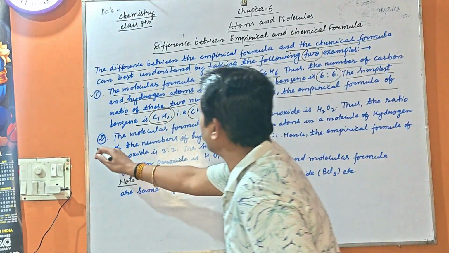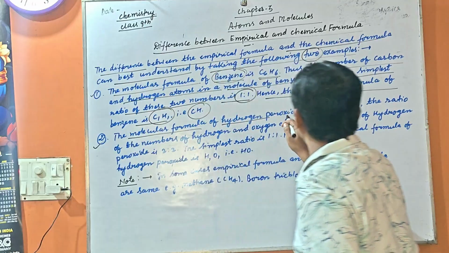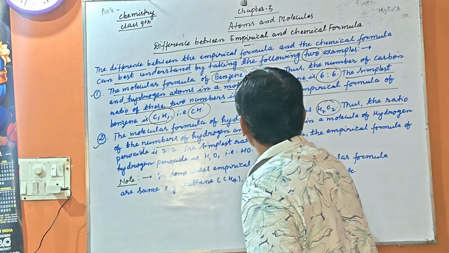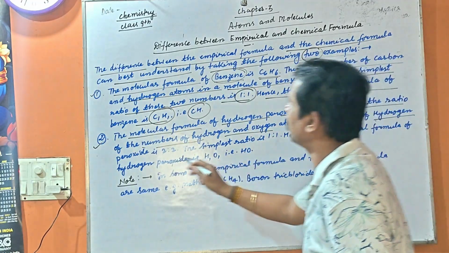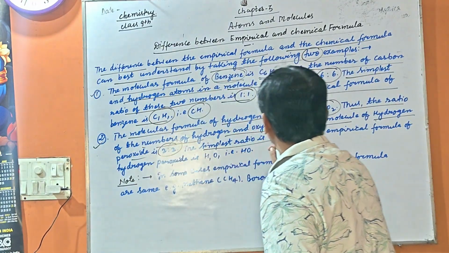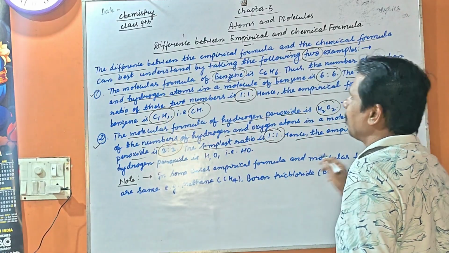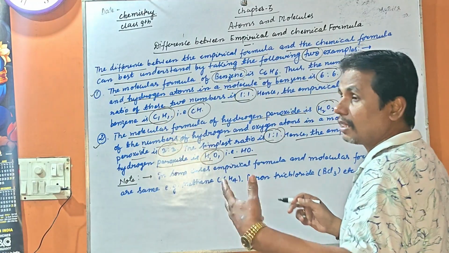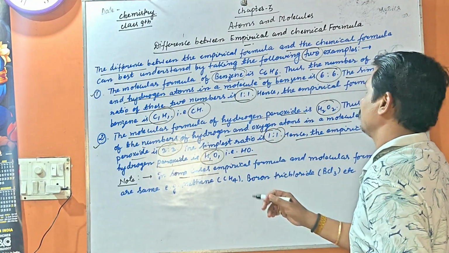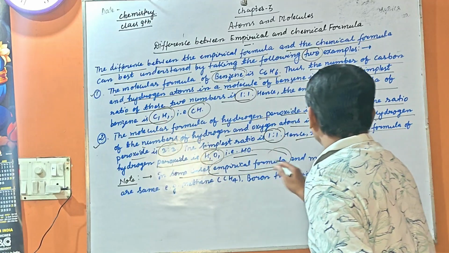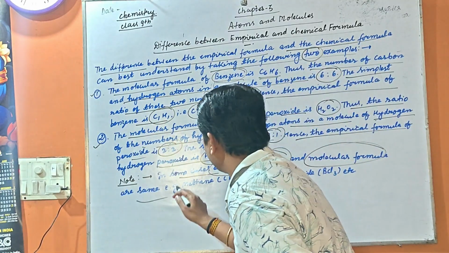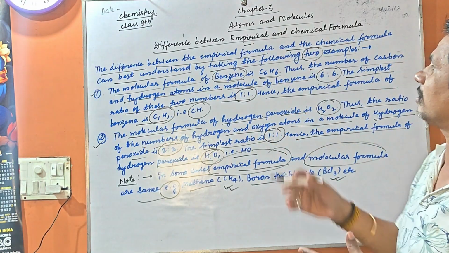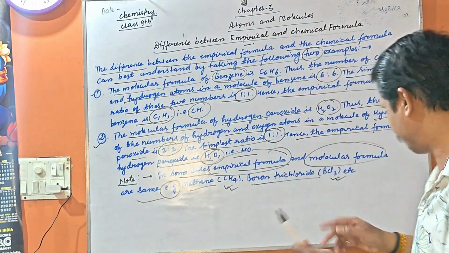The next example is the molecular formula of hydrogen peroxide, H2O2. Thus the ratio of the number of hydrogen and oxygen atoms in a molecule of hydrogen peroxide is 2:2. The simplest ratio is 1:1 and the empirical formula of hydrogen peroxide is H1O1, that is HO. Note the important point: in a few cases, empirical formula and molecular formula are the same. For example, methane CH4, boron trichloride BCl3. So my dear students, this is all about the difference between the empirical formula and chemical formula.